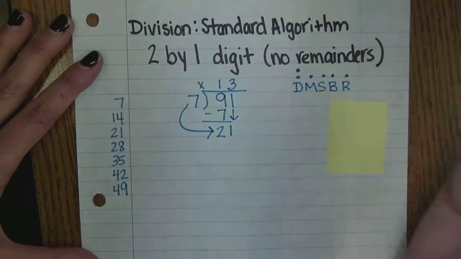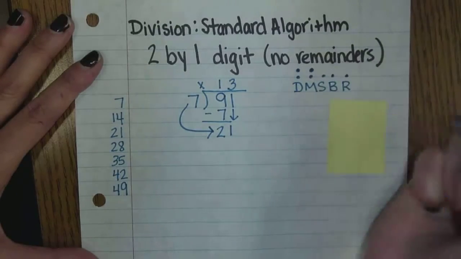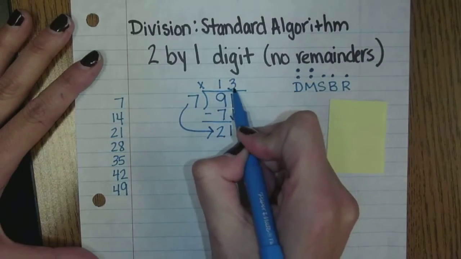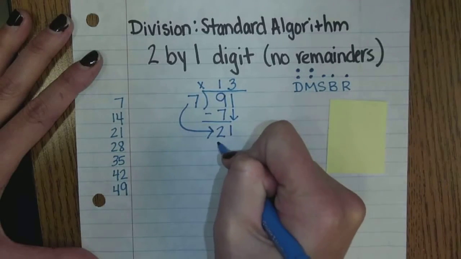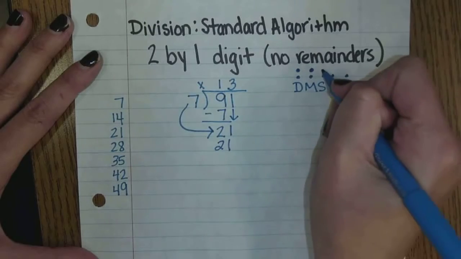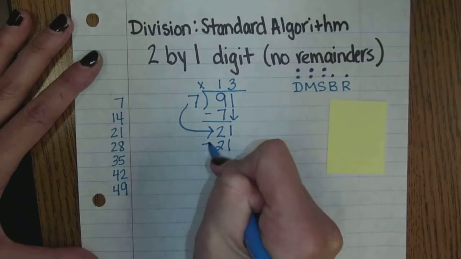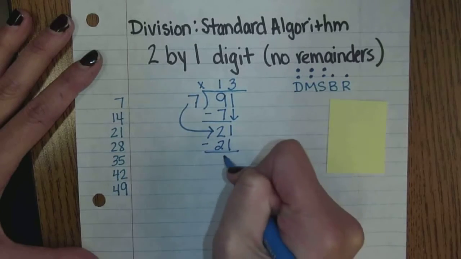We just divided. Next step is going to be multiply. We're going to just multiply the 3 by the 7 because we've already worked with the 1, so 3 times 7 is 21. Next step is to subtract. 21 minus 21 is 0.